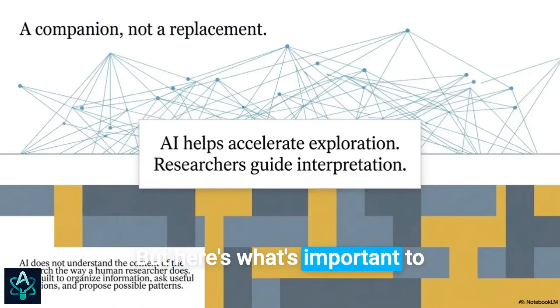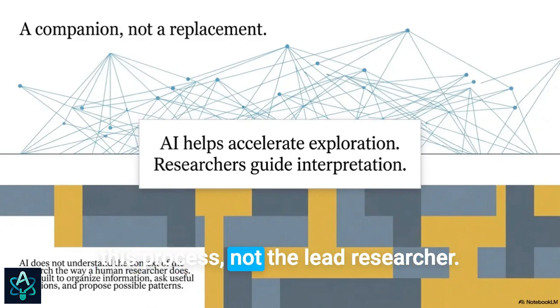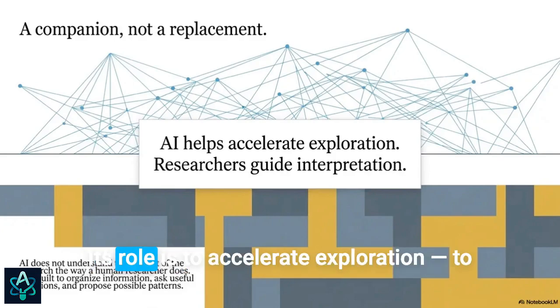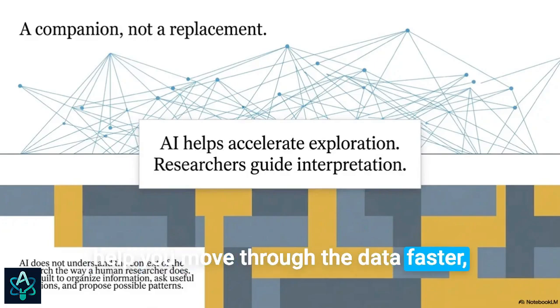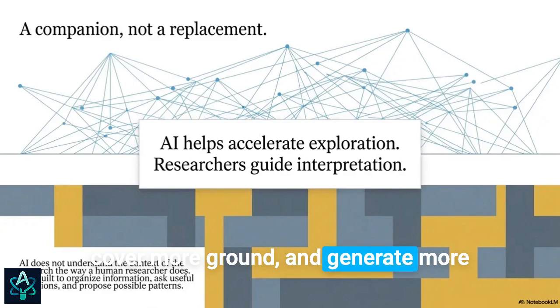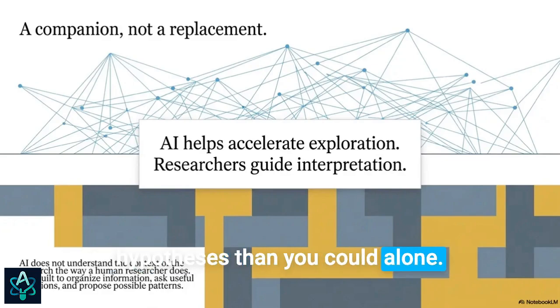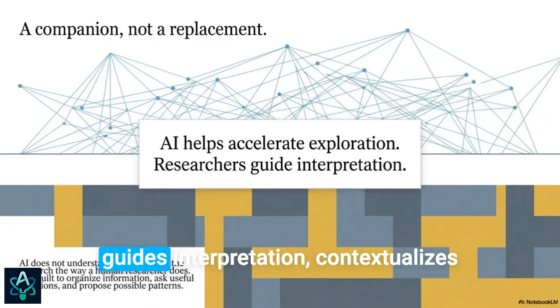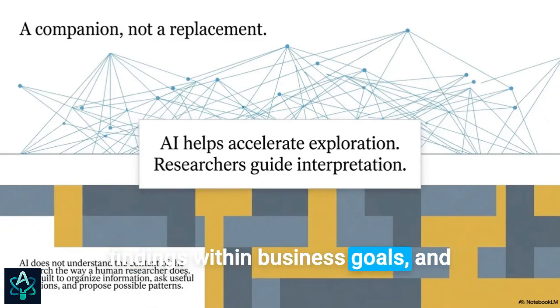But here's what's important to understand. AI is a companion in this process, not the lead researcher. Its role is to accelerate exploration, to help you move through the data faster, cover more ground, and generate more hypotheses than you could alone. But it's still the researcher who guides interpretation, contextualizes findings within business goals, and determines what actually matters.